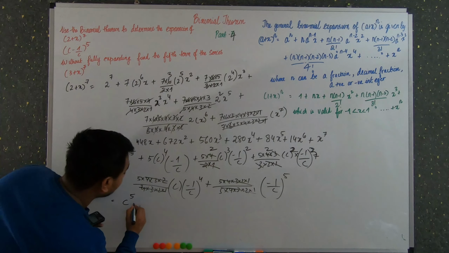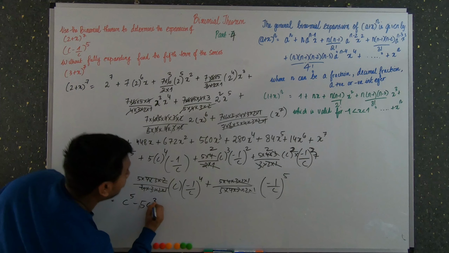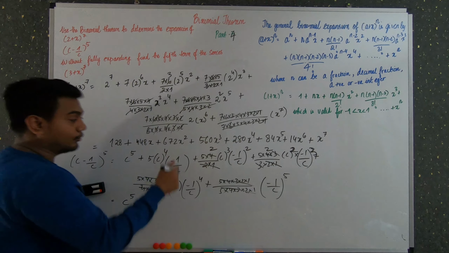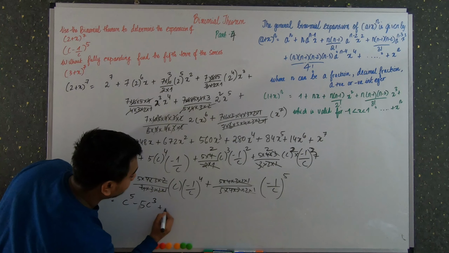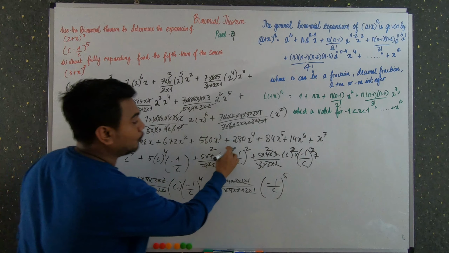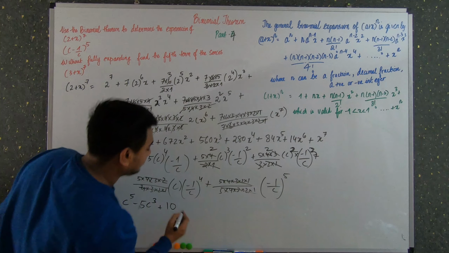Okay, so minus 5 into c cube, right? C raised to 4 by c is c cube. Okay, for the next term, what would it be? See, minus is not there, because minus raised to a square power or an even number is what? Positive. So 5 into 2, 10. 10 c cube into c cube by c square is c.